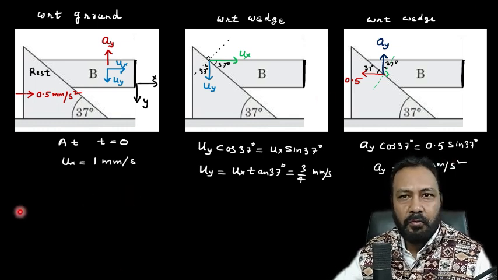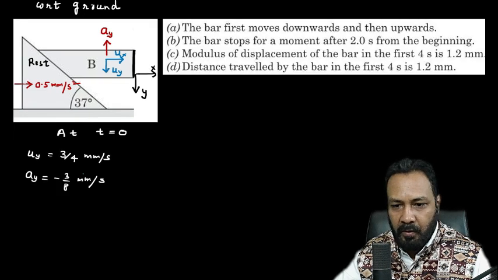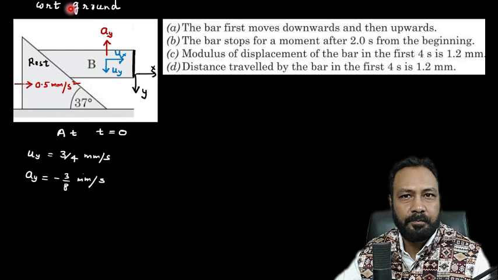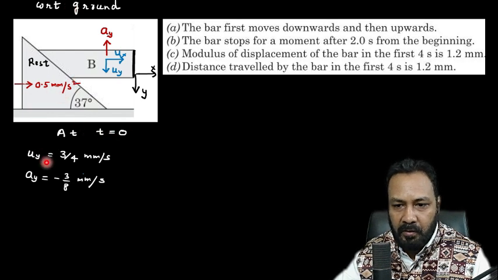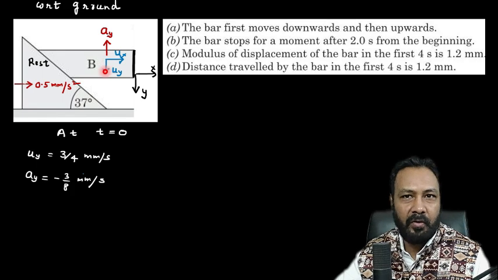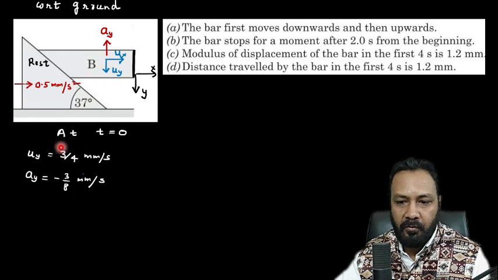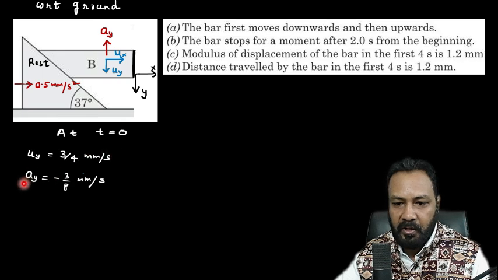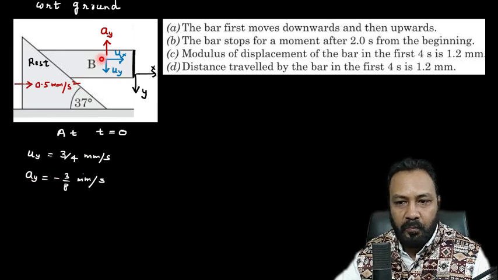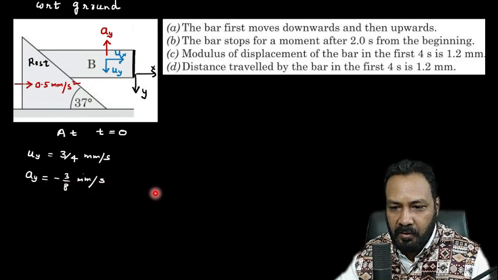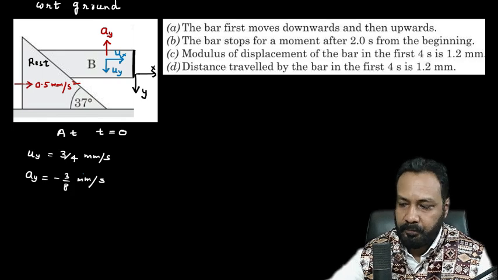Now we can proceed to check the options. So this is with respect to the ground frame. At the initial moment, the wax bar had a downward velocity equal to 3 by 4 millimeter per second. Ay is in the upward direction, so taking this direction as positive, that is minus 3 by 8 millimeter per second square.